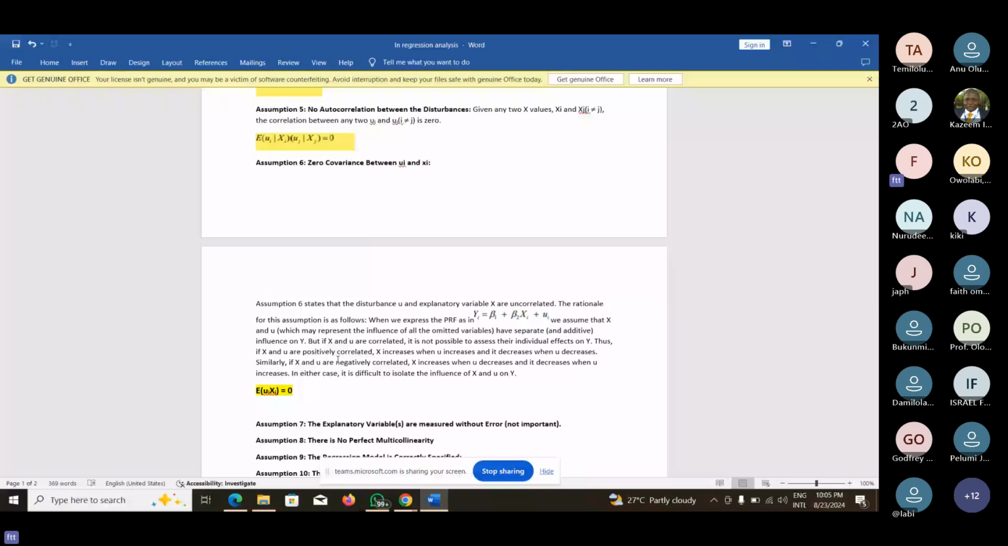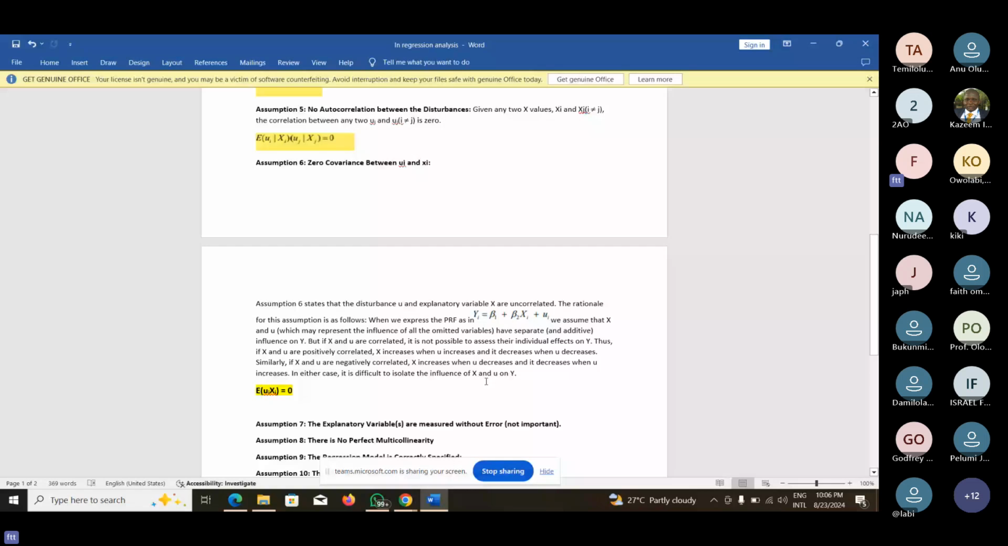it means that this particular explanatory variable has its own separate influence and explains our dependent variable separately. We can just read up all this, if X is positively related, and so on. So it is difficult to isolate the influence of X and U on Y. Assuming they are related, we can decide that let's just consider X alone.